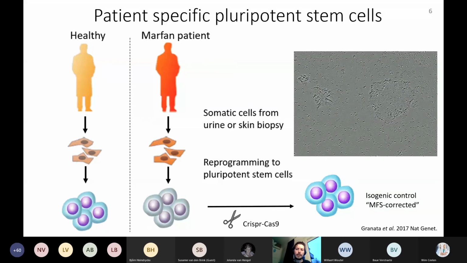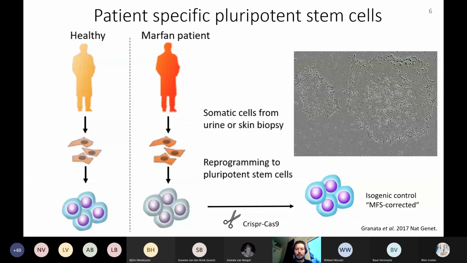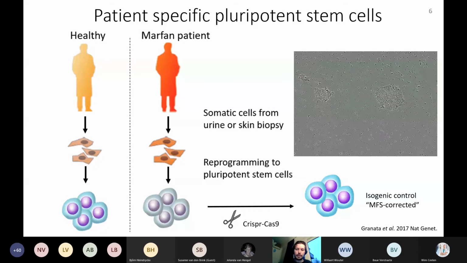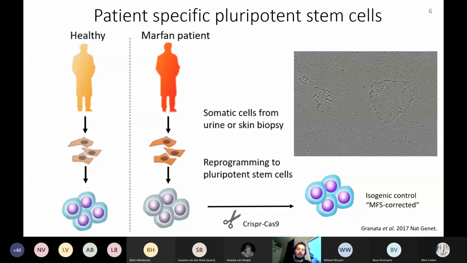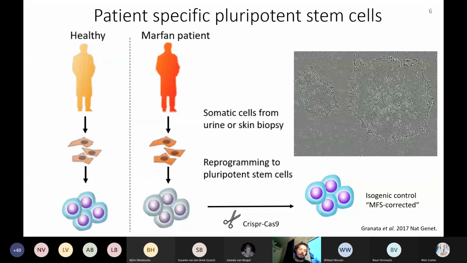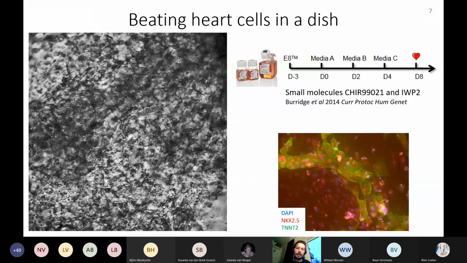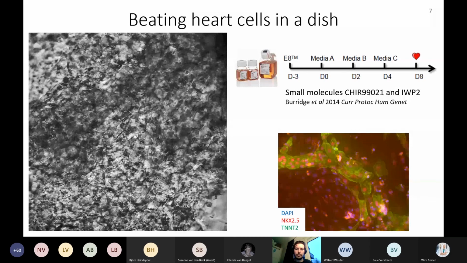So while establishing these iPSC lines here in Ghent, we also started a collaboration with the University of Cambridge, where 2 lines were already established. They had a corrected Marfan line and a Marfan iPSC line. And with these lines, we started differentiating them to cardiomyocytes.